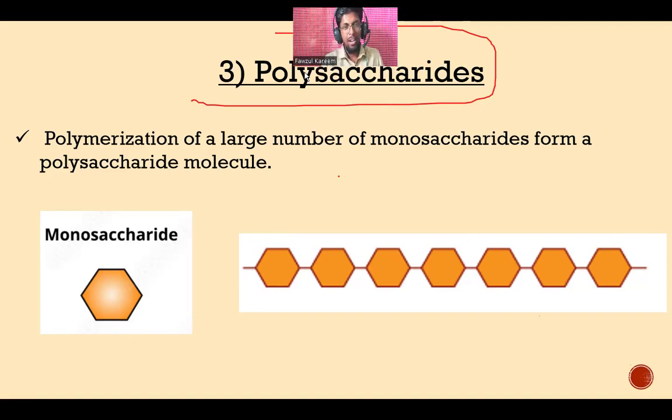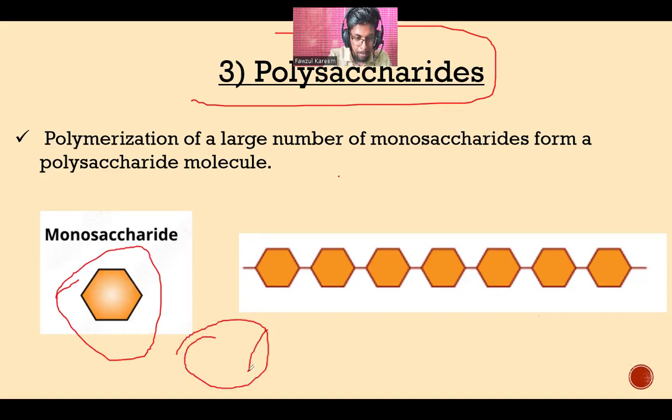Disaccharide. If you take disaccharide, how many monosaccharides are there? 2 monosaccharides are there. Okay, this is monosaccharide. If you take disaccharide, it will be like this. Because di means 2. But if you take polysaccharides, there will be a large number of monosaccharides. There will be 1,000 and 2,000 monosaccharides. The number of monosaccharides is very, very high. That is called polysaccharide.